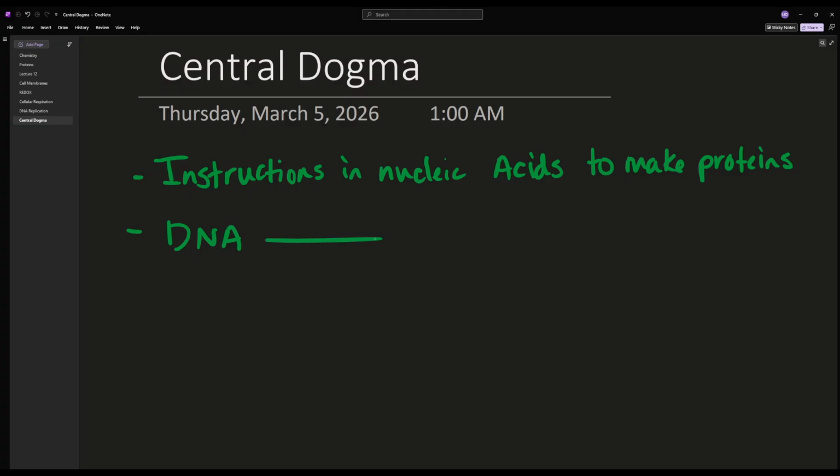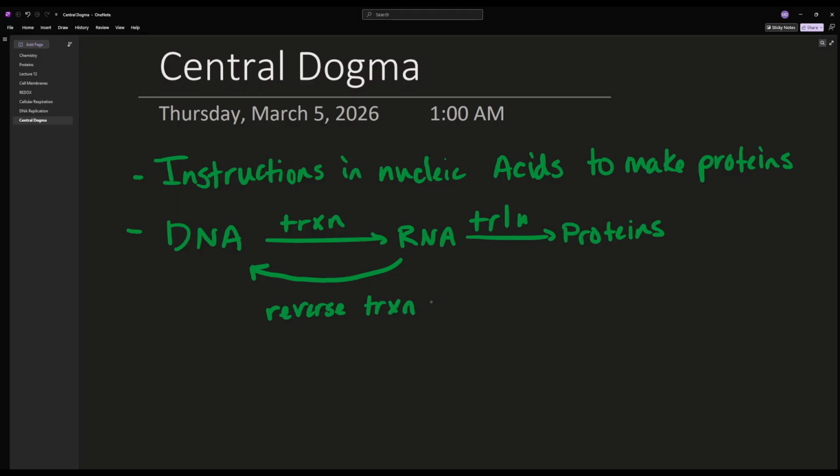Generally this will follow the pathway from DNA going to RNA, to proteins. DNA to RNA is a process known as transcription, and RNA to proteins is a process known as translation. Now, we can also go backwards from RNA back to DNA. This is reverse transcription.